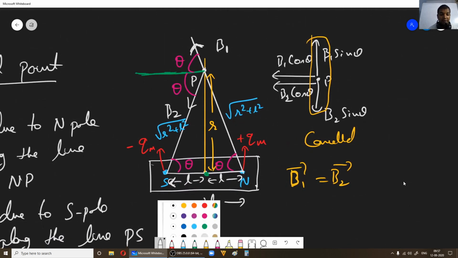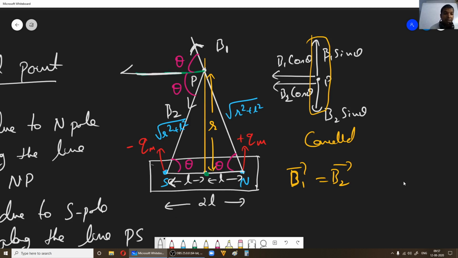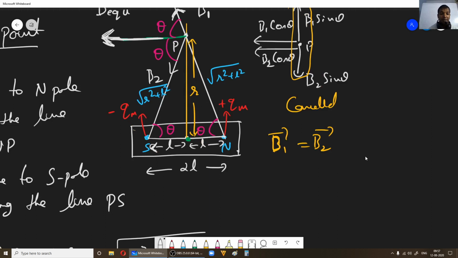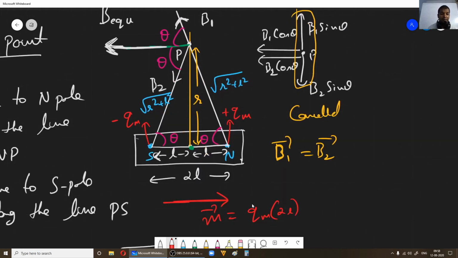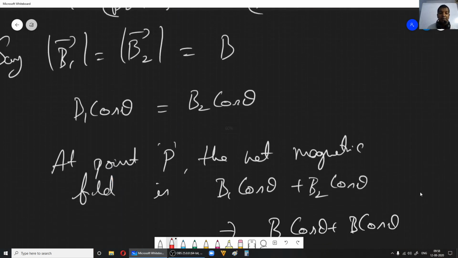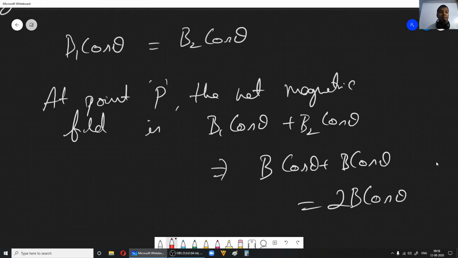So the net magnetic field, let us call it B equatorial, will be towards left. Now you can even compare this direction with the direction of the magnetic moment. The direction of the magnetic moment is towards right, and that is given by qm into 2l. So you can say the equatorial magnetic field is in the opposite direction to that of the magnetic moment of the bar magnet. That will be our reference to convey information on the direction.